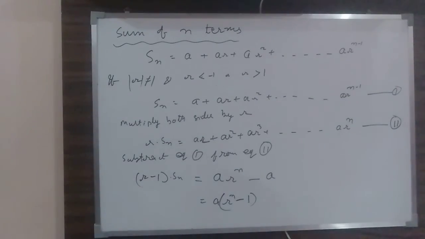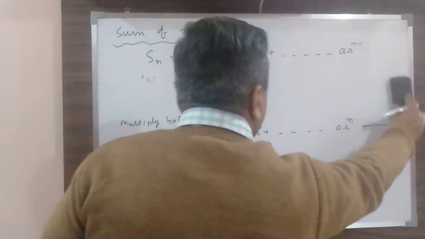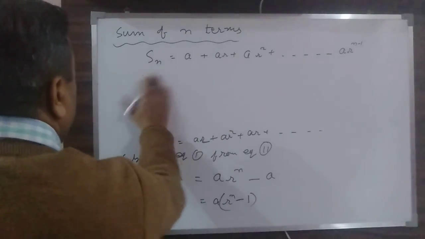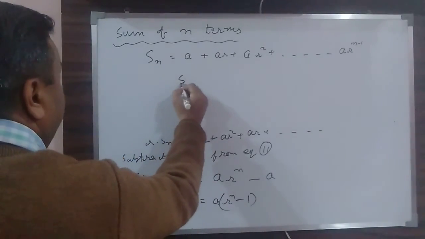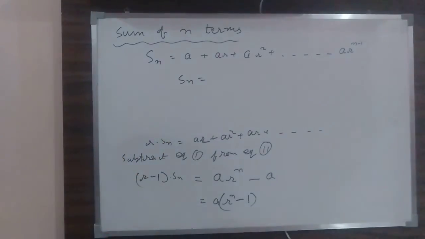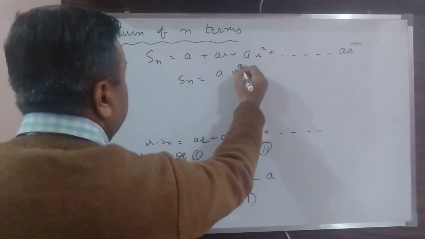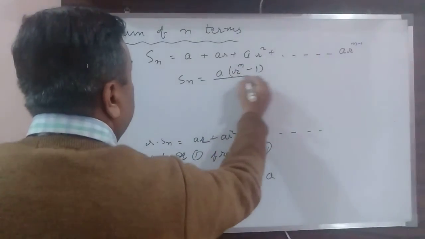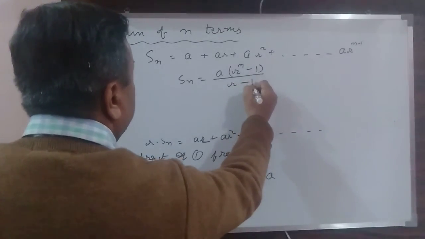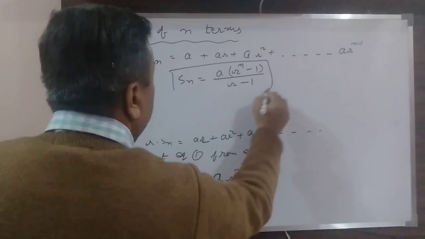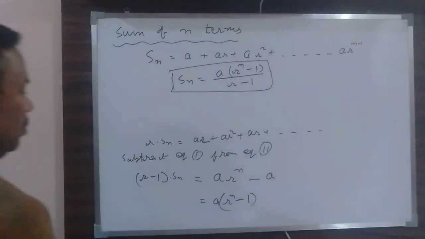Okay, so now what will happen in this case? Sn will be equal to a(r^n minus 1) divided by r minus 1. This is your formula.